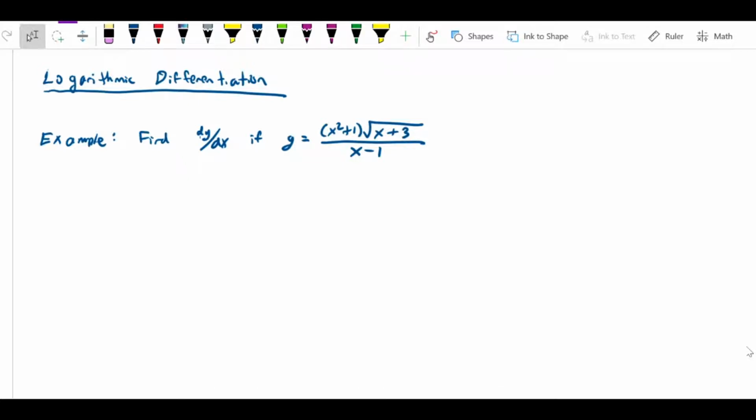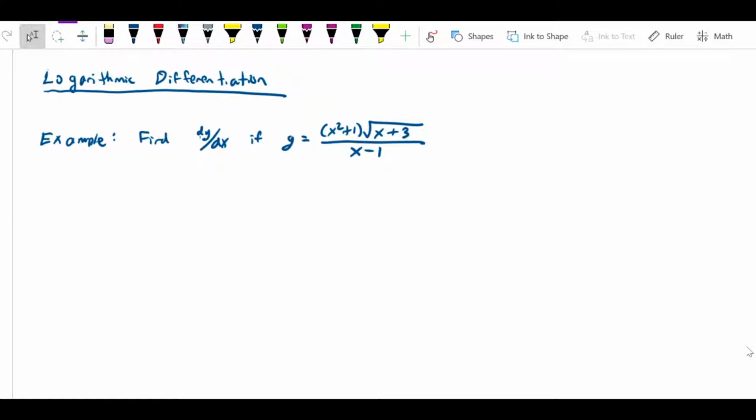So I want to demonstrate sort of a trick called logarithmic differentiation. This is a way of using both implicit differentiation and what we know about the log function to make some derivatives easier to find. Now, if you look at this function, this is y equals (x squared plus 1) times the square root of (x plus 3) over (x minus 1).